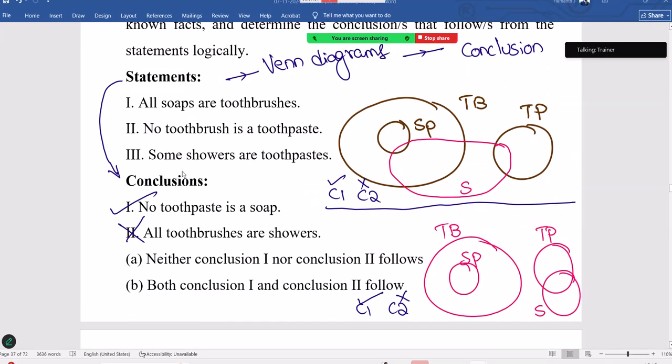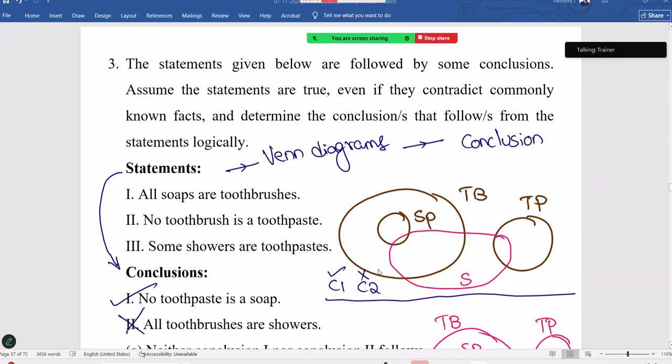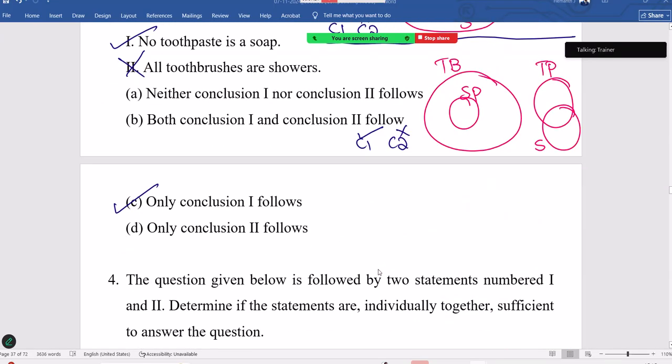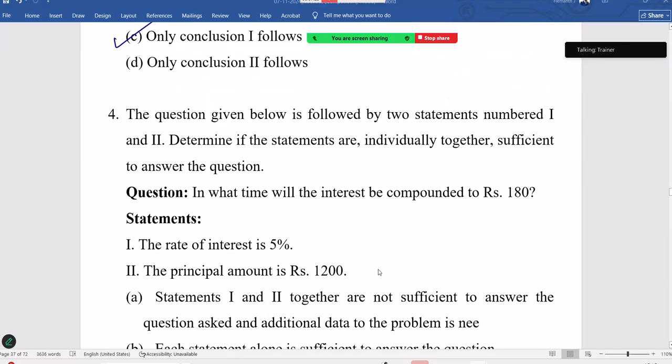Then we came to know the first conclusion is true in all diagrams. The second one failed. Yes, the second failed in both, fine, but if it fails in one diagram also, ignore it. Conclusion must be true in all diagrams.